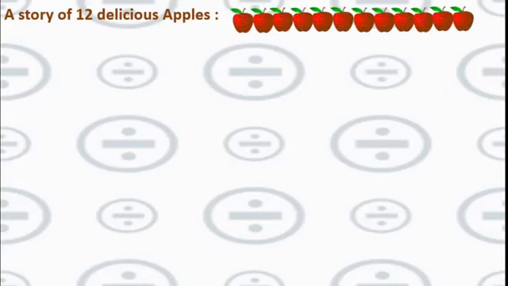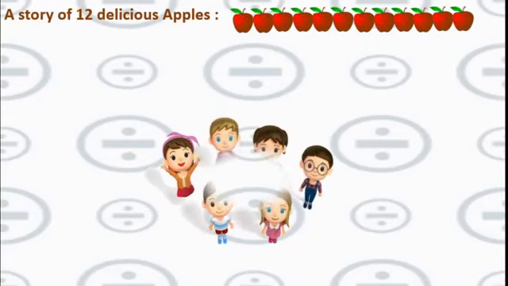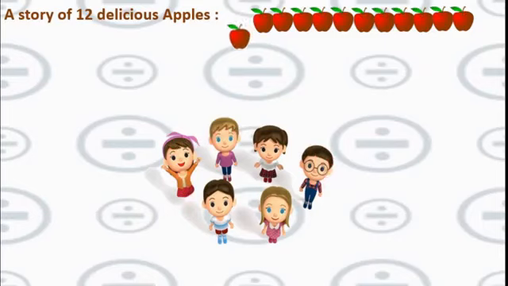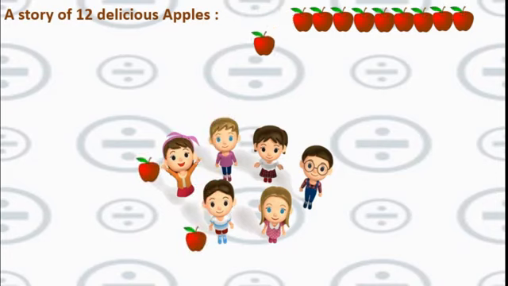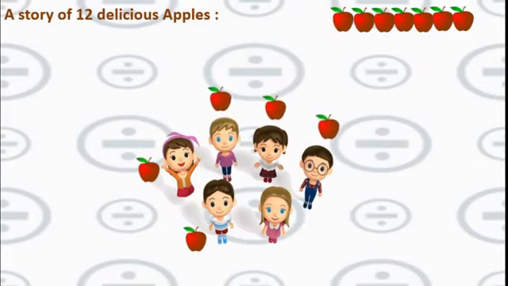Again, there are 12 delicious apples, and now we will see how many children are there. 1, 2, 3, 4, 5, 6. 6 children are standing for apple. They need apples in equal portion. We will see, we will distribute these 12 apples among them. Take this. This is for you. This is for you. This one is for you. You take this. And this is for you.